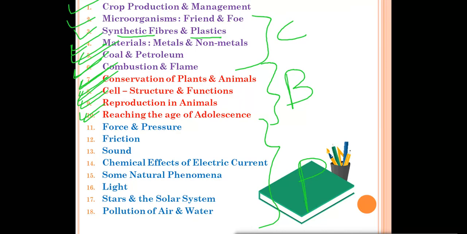In physics, we are going to read about force and pressure, friction, sound. These all chapters again you are going to read in 9th standard. Chemical effects of electric current, some natural phenomena. The light chapter is there in 10th standard. Stars and solar system, and pollution of air and water. So altogether 18 lessons we have.